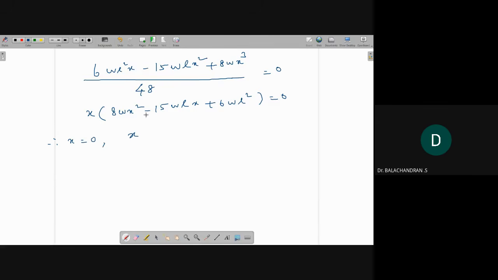Okay, so if this expression equal to 0, it's a quadratic equation: minus b, meaning 15 omega L, plus or minus root of b square. B square is 15 square, 225 omega square L square, minus 4 AC. 4 into 8 into 6, 32 into 6. 32, correct, 4 AC. Okay.